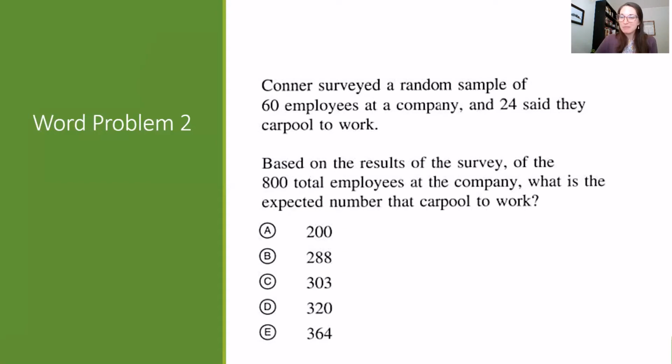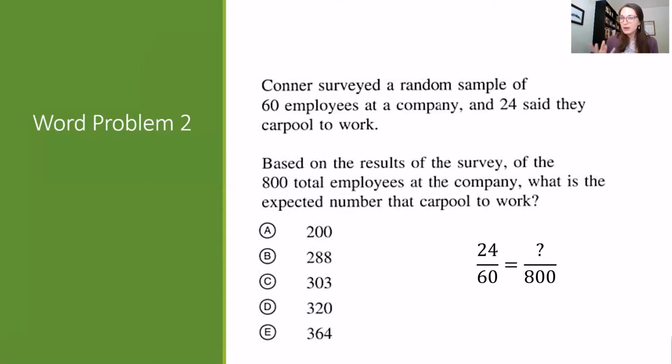Well, anytime I see a comparison like this, it's a great time to make a proportion. So in solving the proportion, I can set it up like this. I know that 24 out of the 60 people carpool to work. And I want to know how many out of the 800 total people carpool to work. So you can see that I put a question mark where I don't know. You could also put a variable in there like x or n or p, some letter to hold that space.